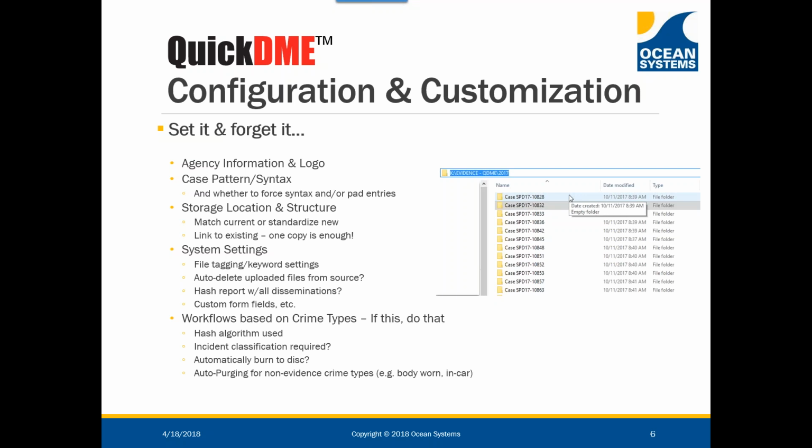We have a multitude of custom form fields so that you can add your own fields to the process of ingesting evidence, both custom fields for the case and custom fields for the actual download that you're ingesting into the system. And with version 3.1, we introduced 15 more custom fields for each of those, the case and download. So you now have a total of 20 custom fields that you can add to your forms that way.